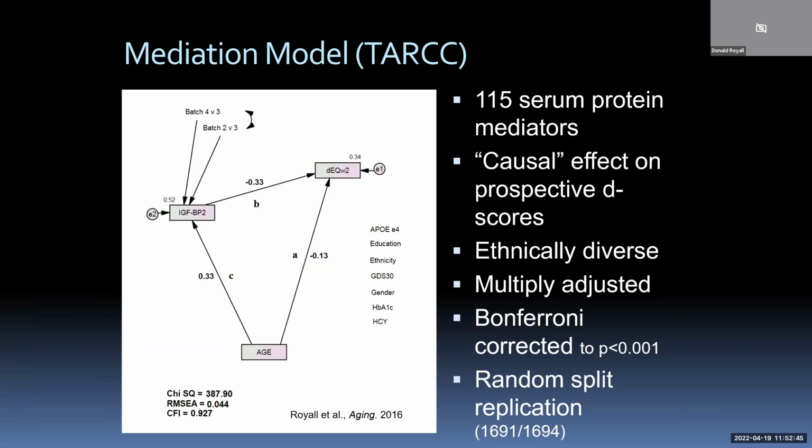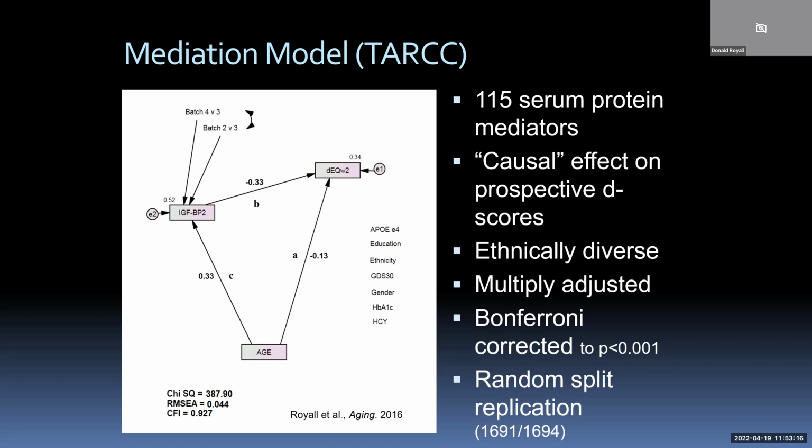So here's a model of the protein, insulin-like growth factor binding protein 2 as a mediator of age's specific effect on prospective D scores a year in the future. So TARC has 115 serum proteins. We ran them all through mediation models, just like the one on the left. Because they're prospective, they're arguably causal.